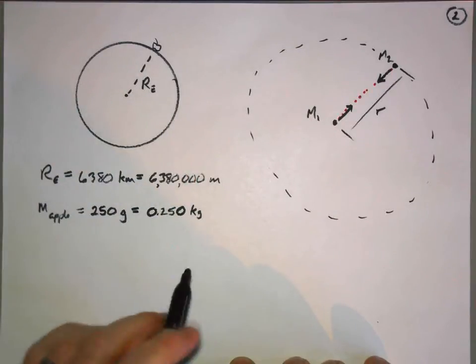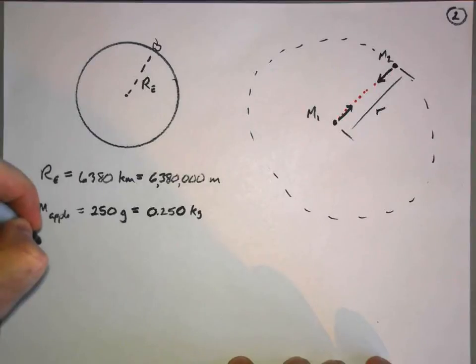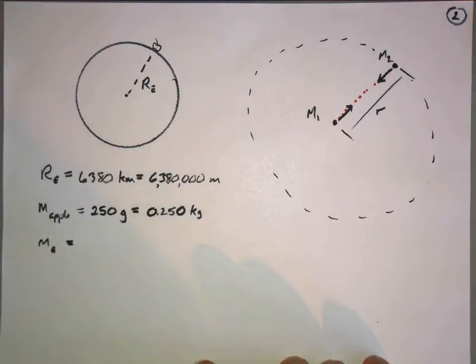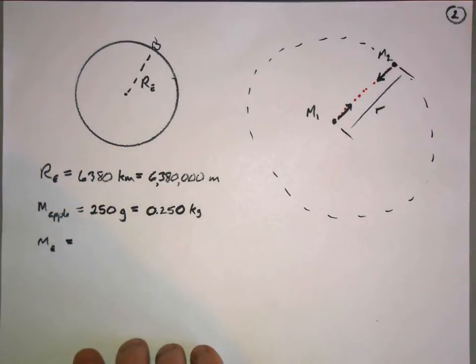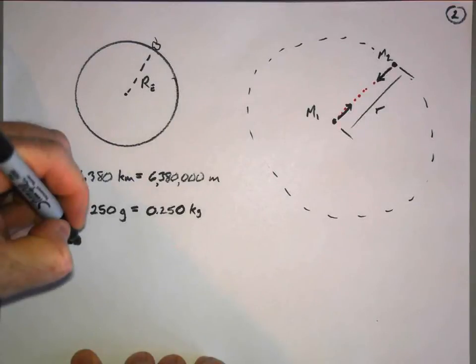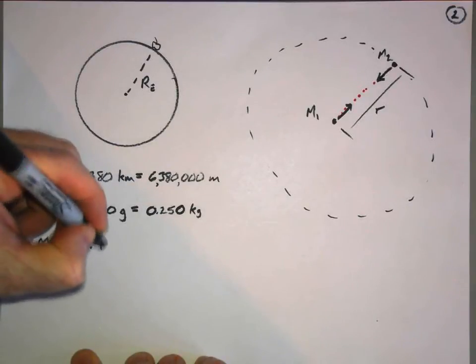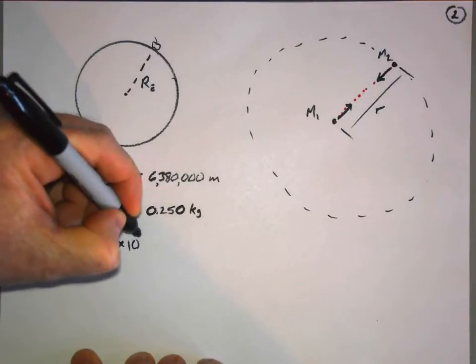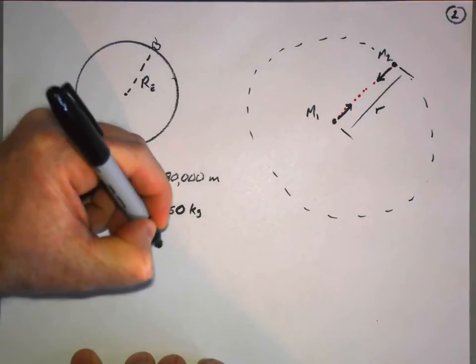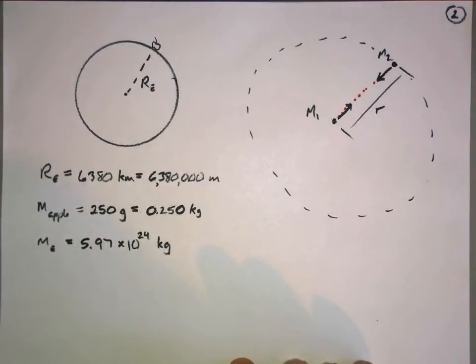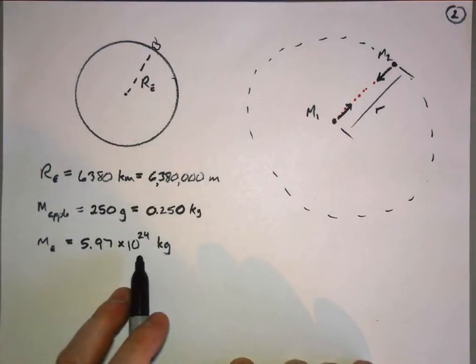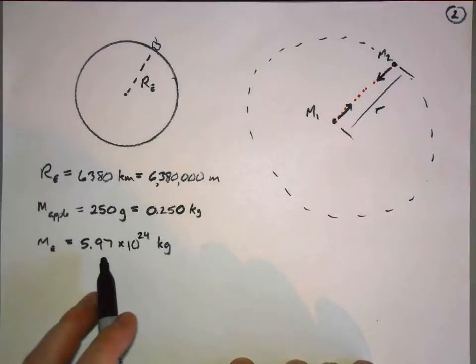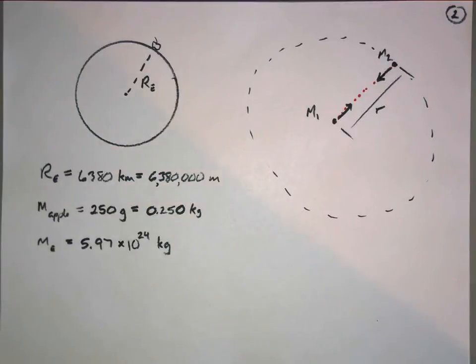All right, and we need the mass of Earth. And this one is a number that you can look up in your textbook or online. You know, the source is going to be unimportant. And you see that you get 5.97 times 10 to the 24 kilograms. Okay, this is a number. This is one number, not two numbers. This is one number written in scientific notation.